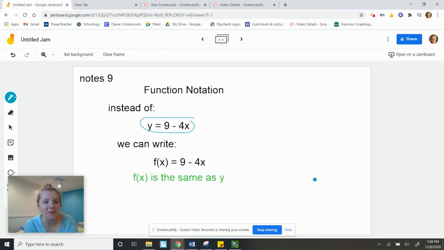Our line got cut off right in the middle and we barely started our notes, so I better hurry up so that you don't have 3 notes videos. That would be terrible. Okay, so this, circled in blue here, is the old way of writing it. This is slope-intercept form.